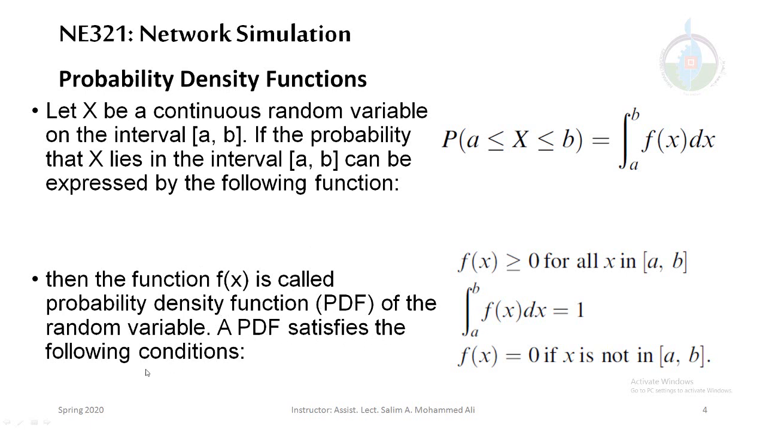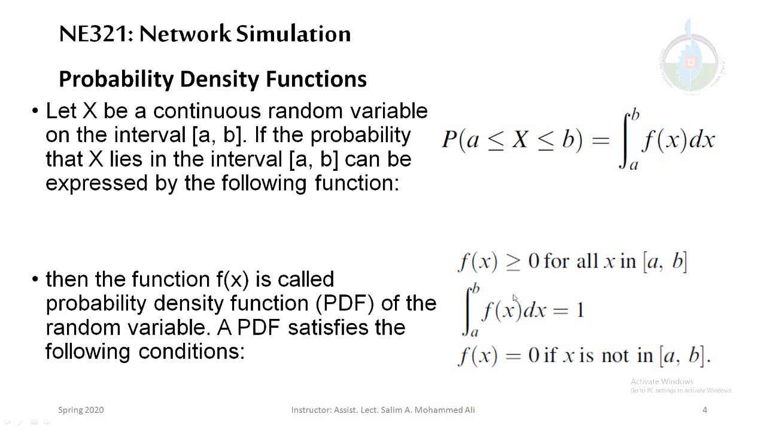A PDF satisfies the following conditions. You all know that there are three conditions that the PDF, or probability density function, satisfies. First, f of x is greater than or equal to 0 for all x in a and b. It means that between a and b, the function f of x has to have a value that is not negative; it can be equal to 0, but it cannot be negative.